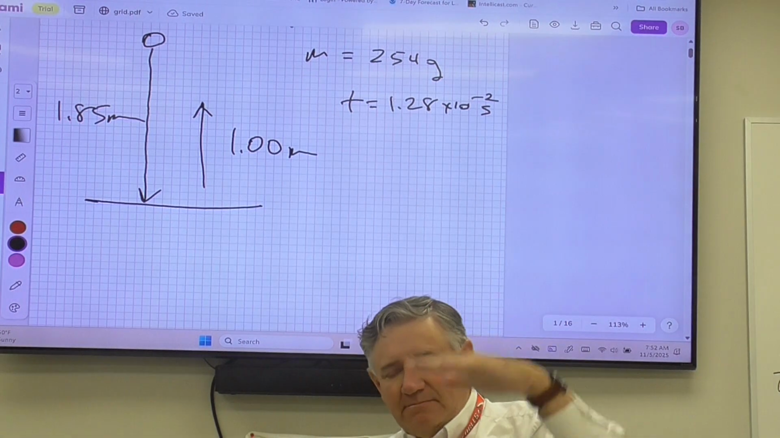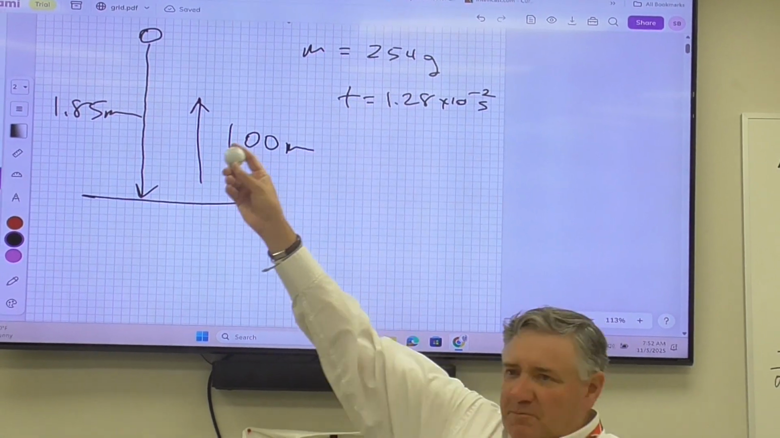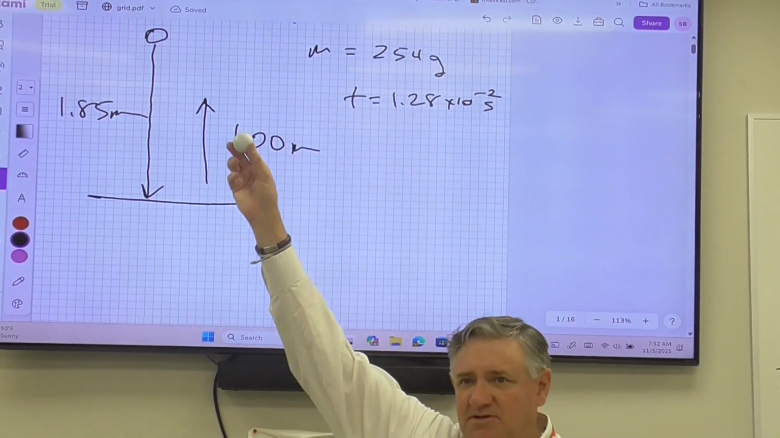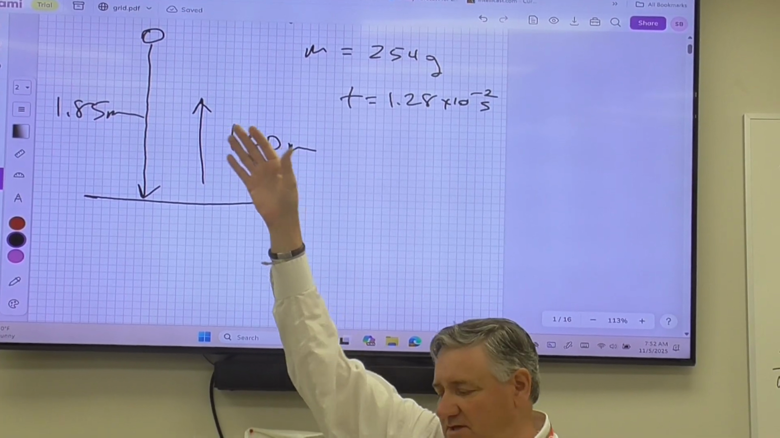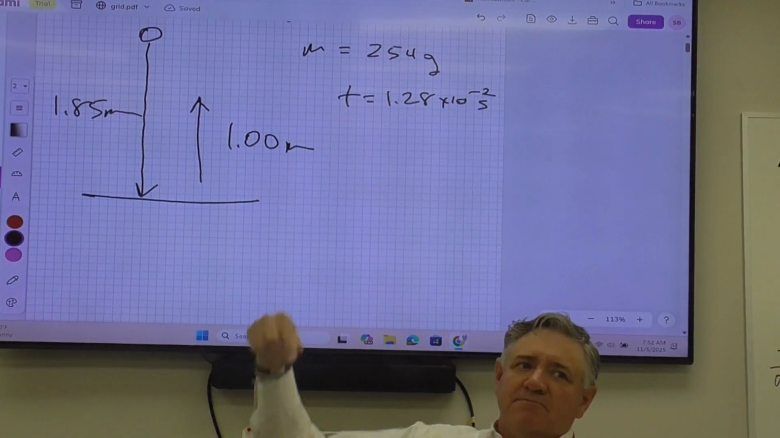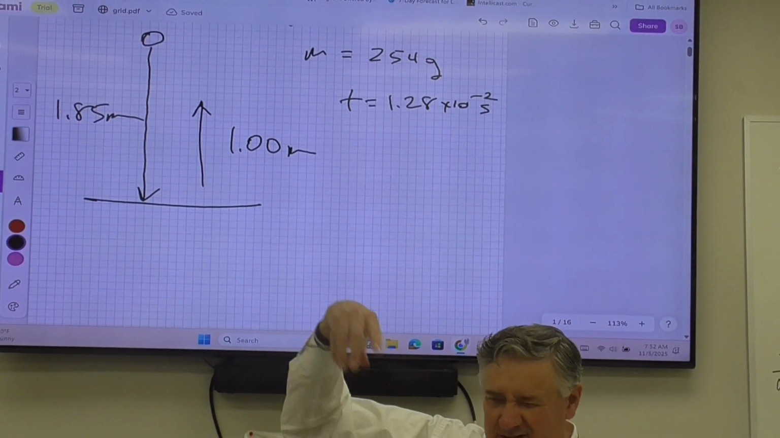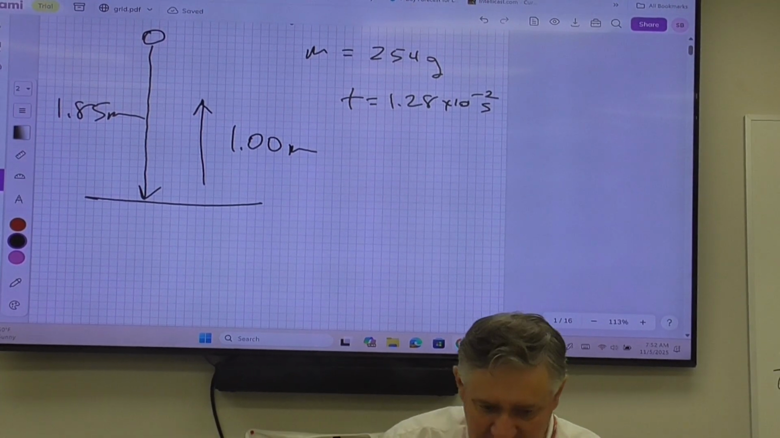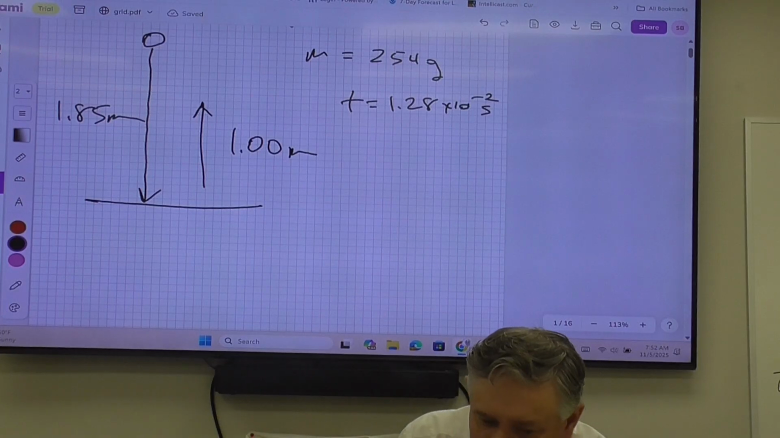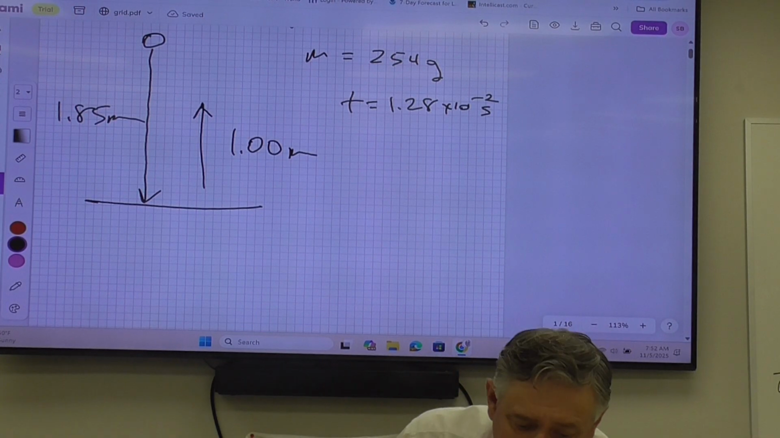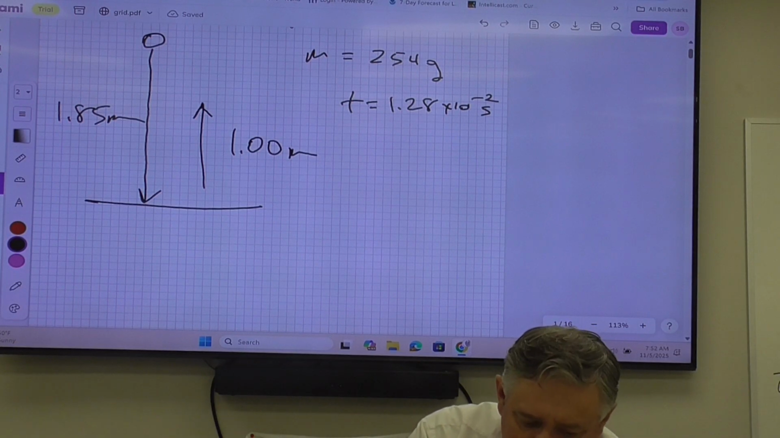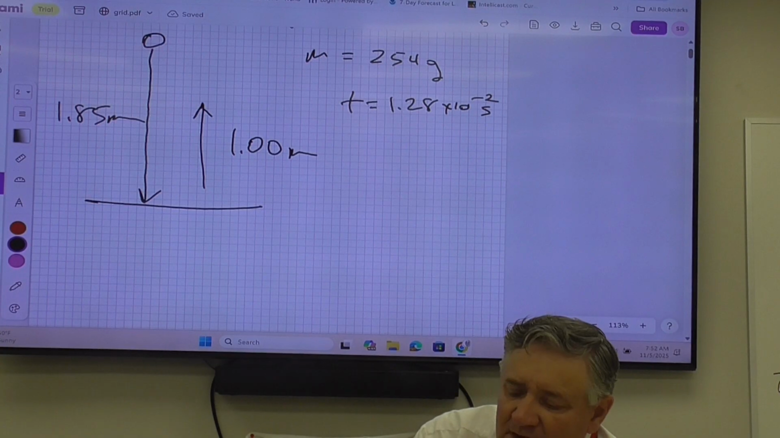So, here's the setup. You've got a golf ball up here, certain mass. It's gonna fall from a height of 1.85 meters, it's gonna hit the ground, and then it's gonna bounce up to a height of 1 meter, because we lose some energy during the bounce, okay? So, there's a whole bunch of things that you want to do. Draw a velocity time graph, figure out the force, all of this stuff.